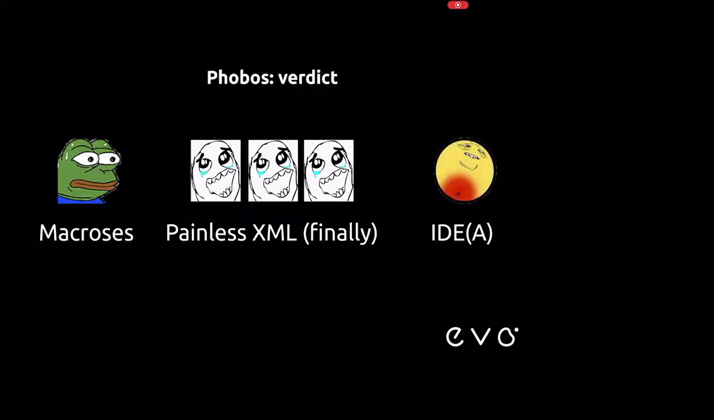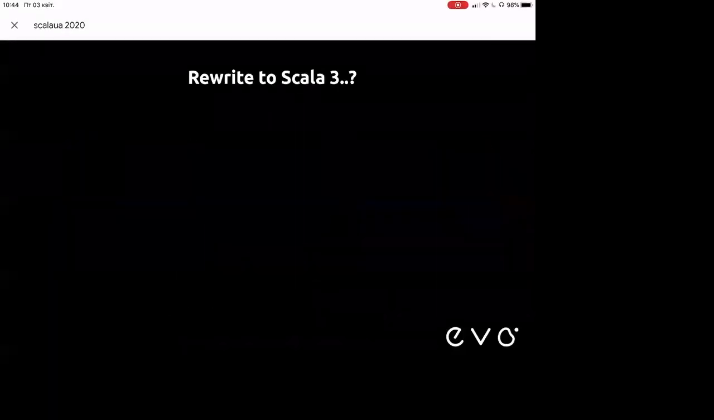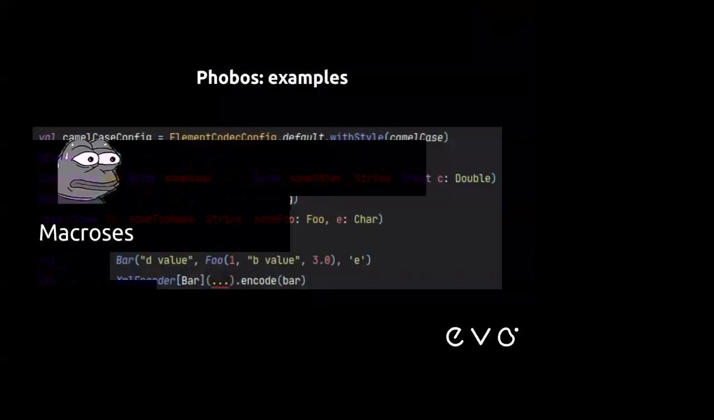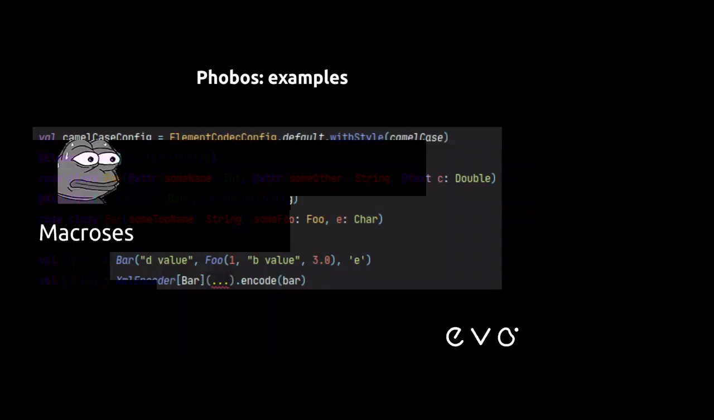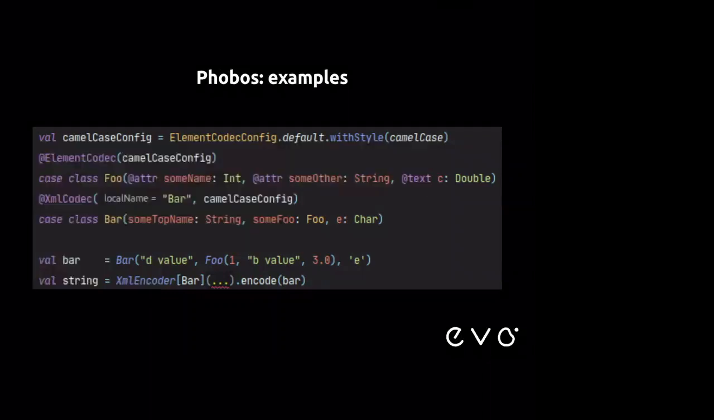But because of IntelliJ IDEA, as you can see in previous slides, it's red in some cases. For instance, when you're trying to summon the implicit codec, because of macro annotations, IntelliJ IDEA doesn't figure out what happens, and it's always red. It's a bit painful, but you can live with it.